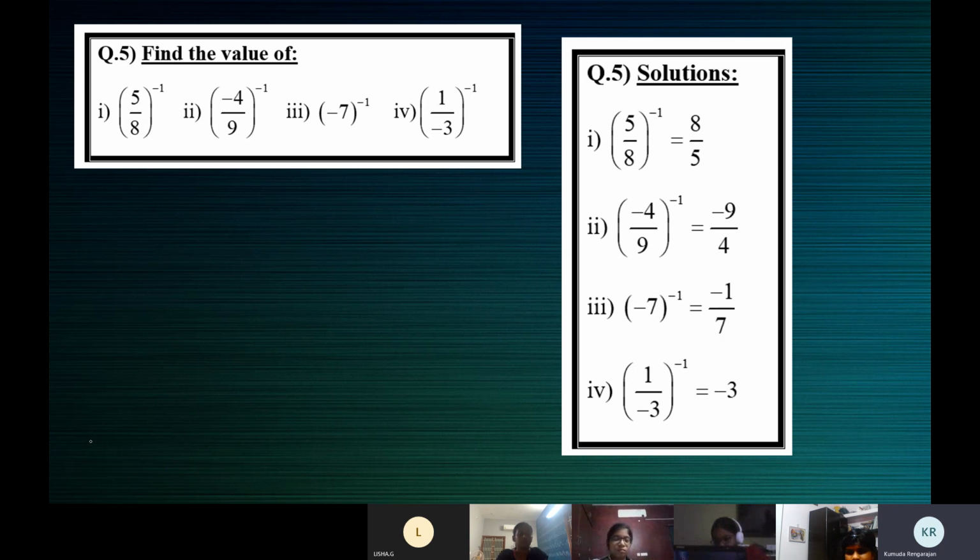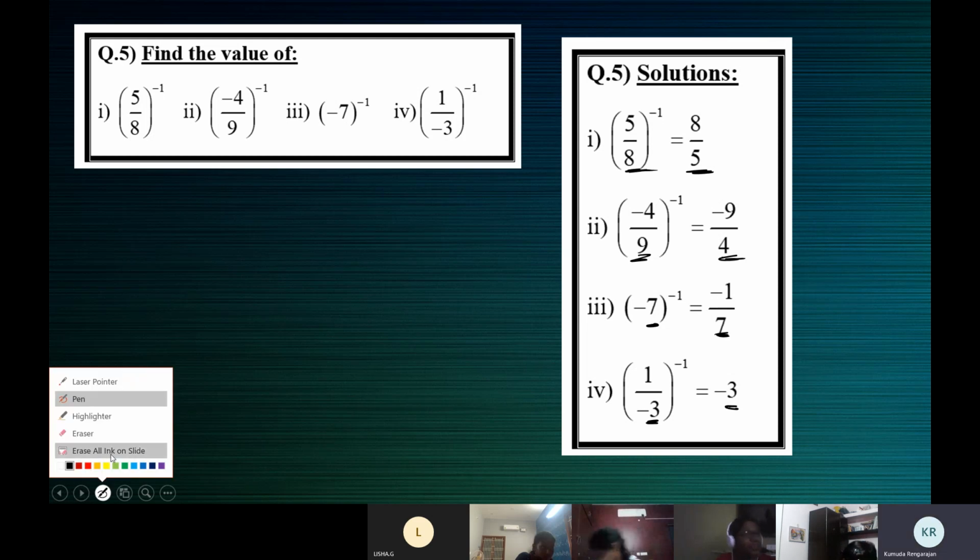Please write down now. You should not write "the reciprocal of" and all that. The value of this one is its reciprocal, 8 by 5. The value of this is minus 9 by 4. The value of this one is minus 1 by 7. And this one is minus 3. Yes, please write down this, children.